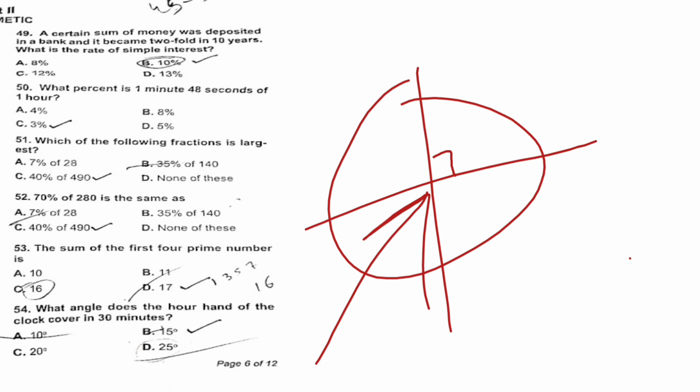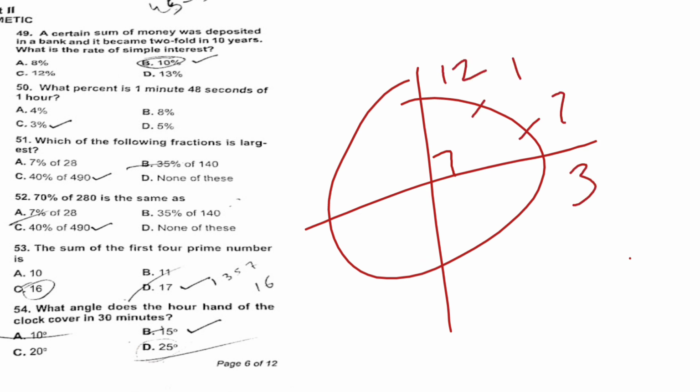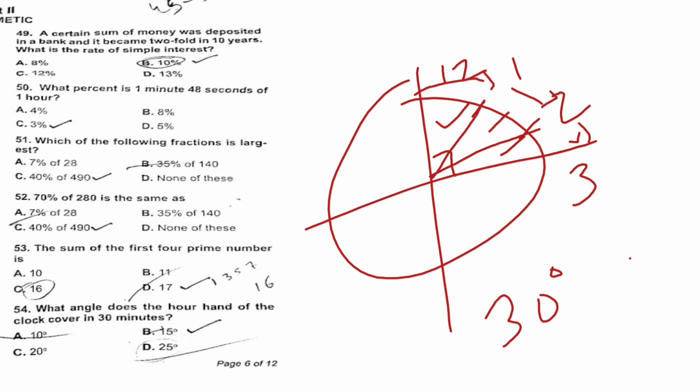Okay. Now here it is 12 in the clock, 3, 1 and 2. So if you see, this 90 has been divided in 3 parts, 1, 2, 3. So 90 divided by 3 is 30 degrees. Okay, and your hour hand moves from 12 to 1, 1 to 2, 2 to 3. That means it moves 30 degrees in 1 hour.